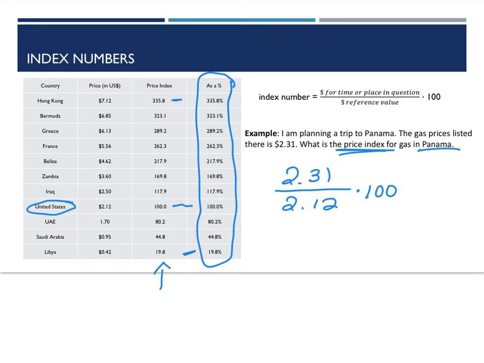So I do 2.31 divided by 2.12 times 100, and that would give me a price index of 108.96. So if I want to round that off to tenths, the 9 has to round to 10, which makes this price index 109.0 when I round it.